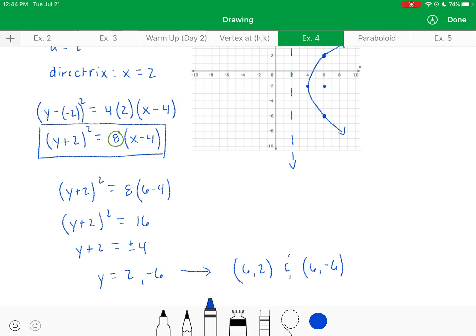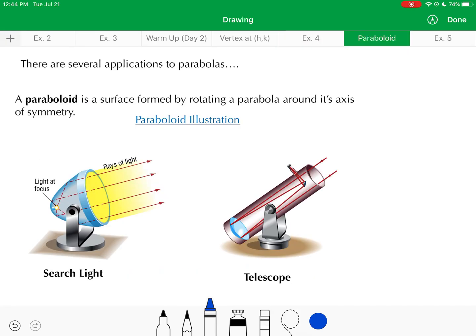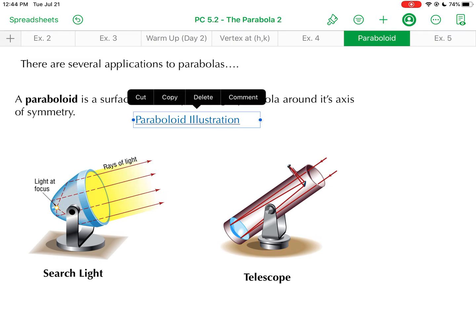All right. Now, some applications to parabolas. Lots of different applications as they relate to this geometric definition. One such is involving a paraboloid. A paraboloid is going to be a three-dimensional figure. It's a surface formed by rotating a parabola around its axis of symmetry. Okay, so let me illustrate this.